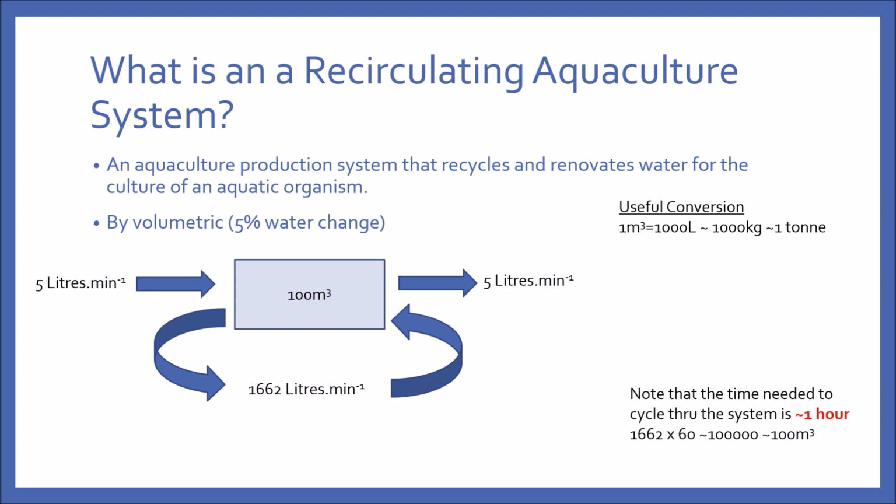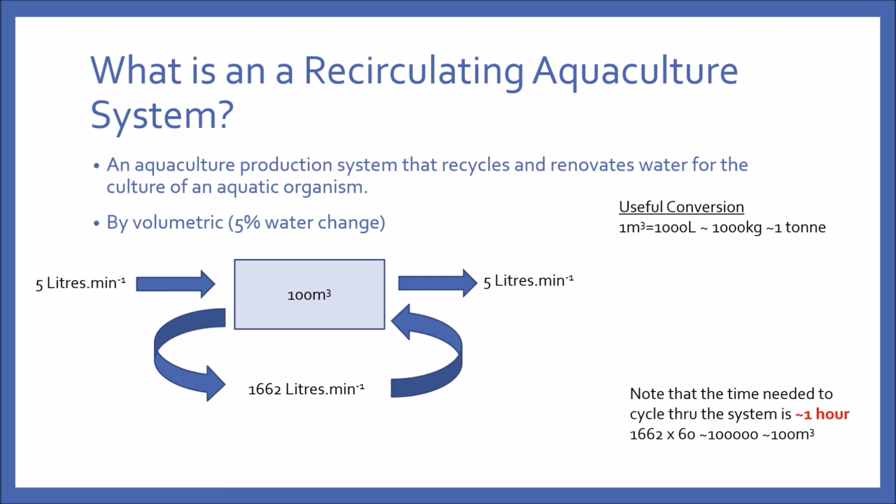5 to 10%. Some useful conversions, so 1 meter cube of water is actually equivalent to 1000 liters, which is also 1000 kilos. Note that the recirculation rate for any RAS system is anywhere between 30 minutes to 1 hour.